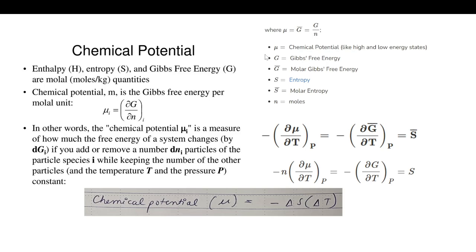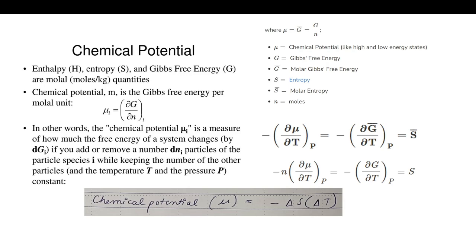So this mu value is dependent on Gibbs free energy, as we know from this definition. And the Gibbs free energy is dependent on enthalpy, entropy, and the temperature, as you have seen, that is del G equals del H minus T delta S. In other words, the chemical potential mu i is a measure of how much the free energy of a system changes if you add or remove a number dn i of particles of the particle species i while keeping the number of other particles, the temperature and pressure constant.